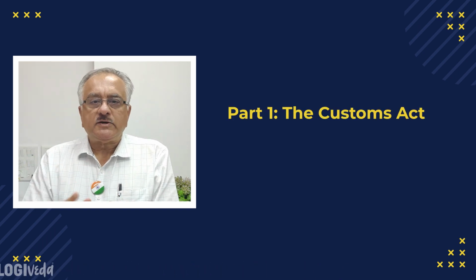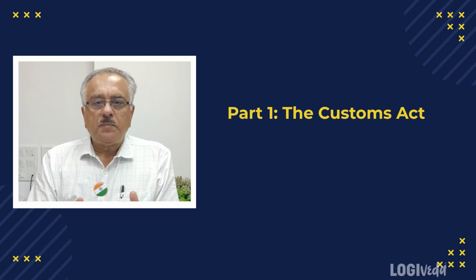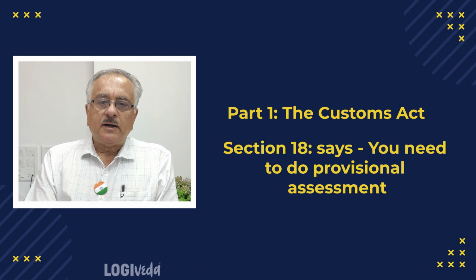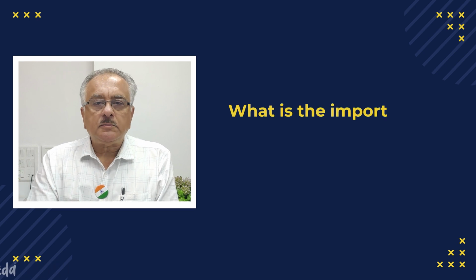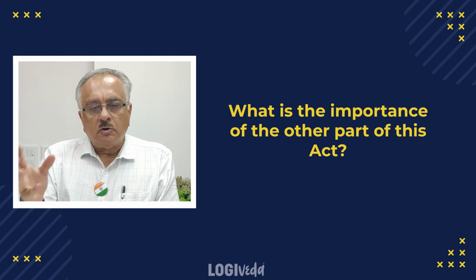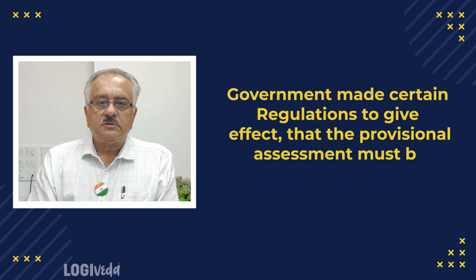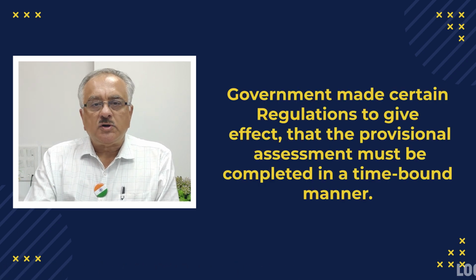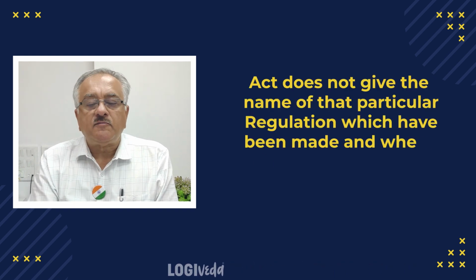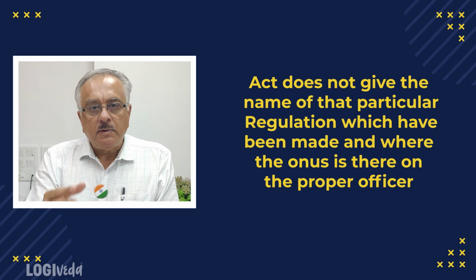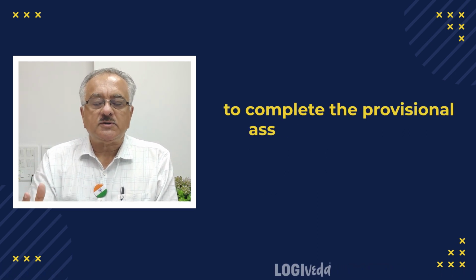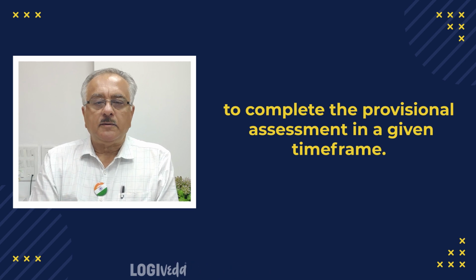But let me take you to Section 18, for example. When you open Section 18, it says that you need to do provisional assessment. In that case, what is the importance of the other part of this Act? Somewhere in Section 18, it says that the government made certain regulations to give effect that the provisional assessment must be completed in a time-bound manner. So the Act does not give the name of that particular regulation, where the onus is on the proper officer to complete the provisional assessment in a given time frame.